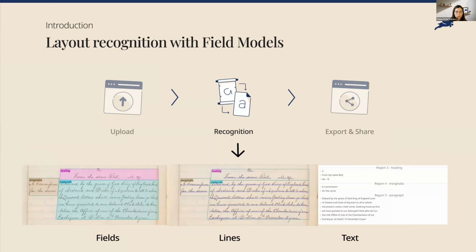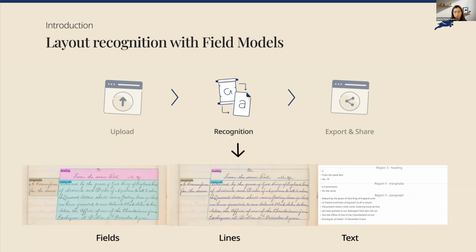So with field models, we'll then have to do some additional steps compared to the text recognition. But the benefit is that you get this additional information about the layout of your document. So when I talk about additional steps, what do I mean? Unlike with custom trained text models, where you train a text recognition model, and once you use it, you get the regions, the lines, and the text all in one go, with field models, we need to split those steps up.